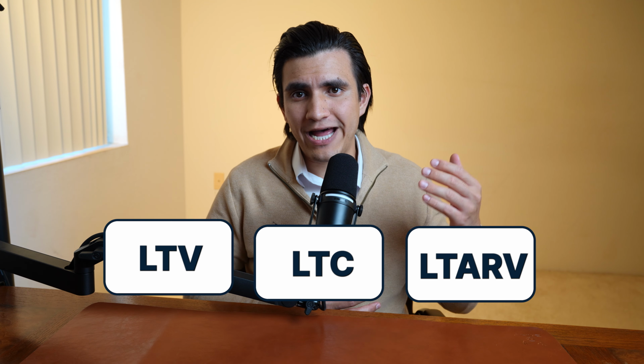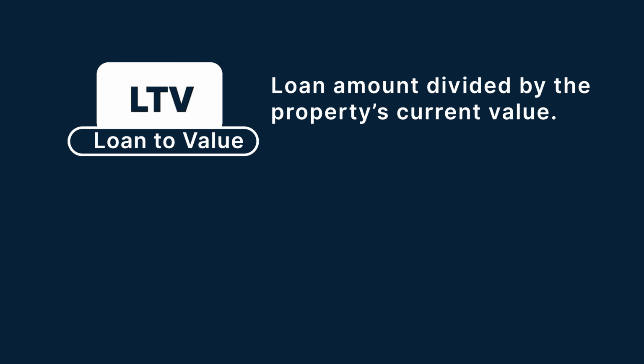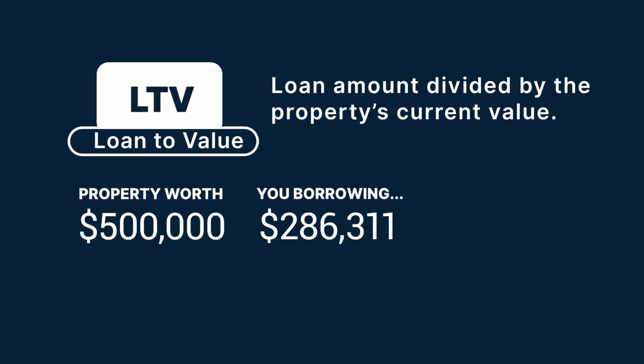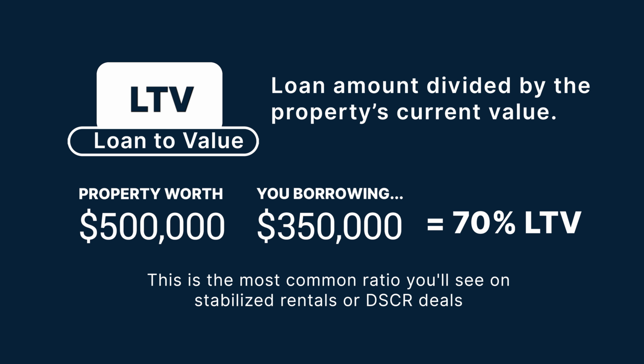So first off, LTV, loan to value. This is your loan amount for the purchase divided by the current value of the property. If a property is worth $500,000 and you're borrowing $350,000 for the purchase, that's 70% LTV. This is the most common ratio you'll see on stabilized rentals or DSCR deals.